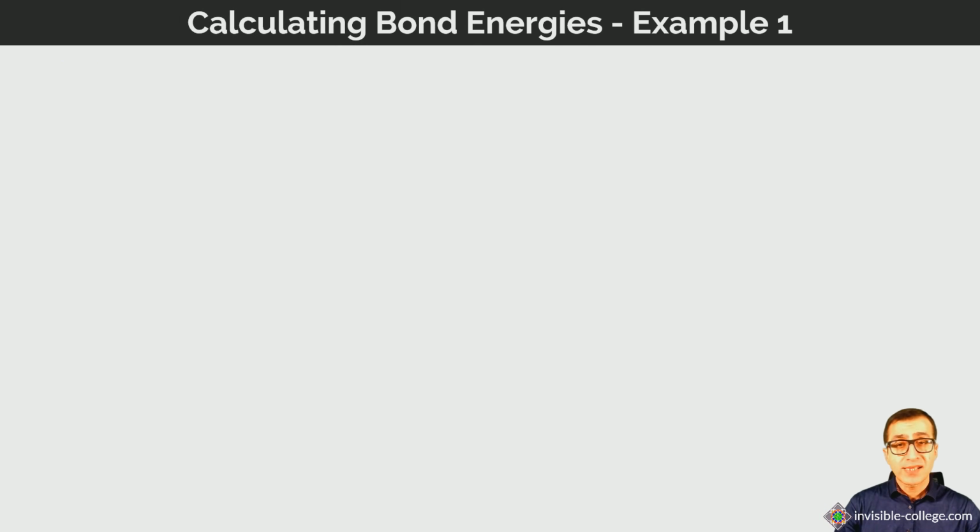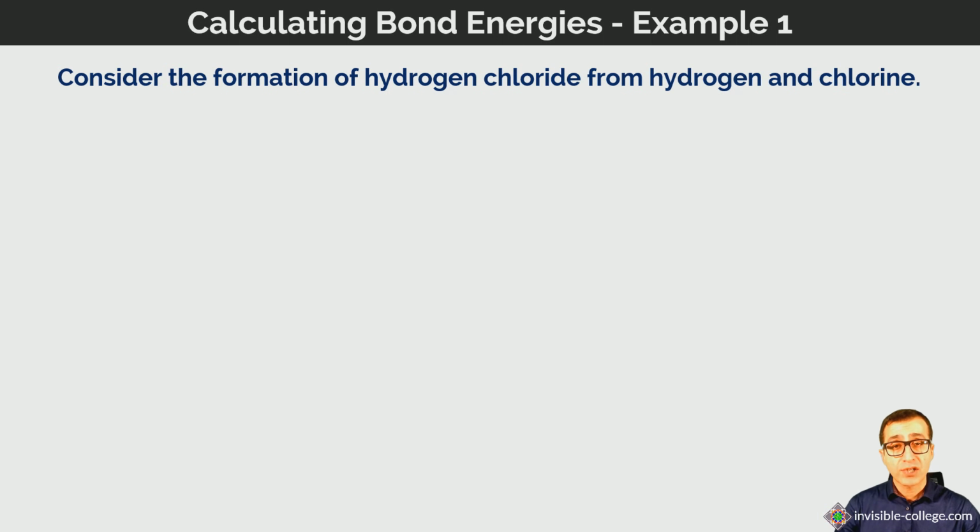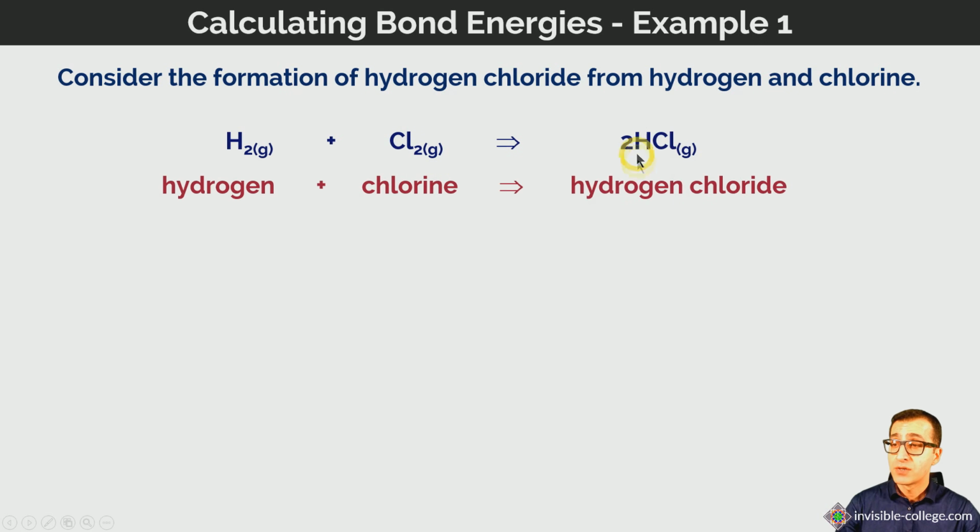Let's say we're taking a look at the formation of hydrogen chloride, HCl, from its elements, hydrogen and chlorine. The balanced simple equation for this reaction is shown here. We have hydrogen gas and chlorine gas combining to form hydrogen chloride gas. So we have the bonds between the hydrogen atoms in the molecules of hydrogen gas, and we have the bonds between the chlorine atoms in the molecules of chlorine gas.